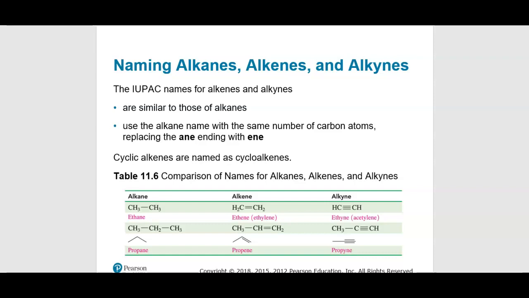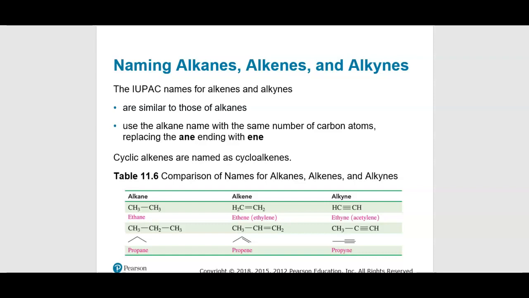Comparison of names for the alkanes, alkenes, and alkynes. So you see ethane is 2 carbons and saturated. It's ethane, it's an alkane. Ethene has 2 carbons, but 2 fewer hydrogens than ethane. It is ethene, that's an alkene, and you remove 2 more hydrogens, and you have ethyne or acetylene.